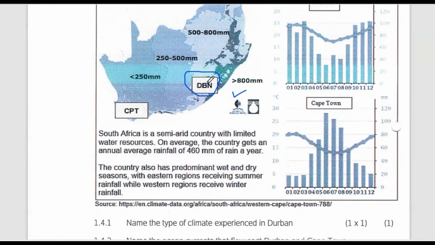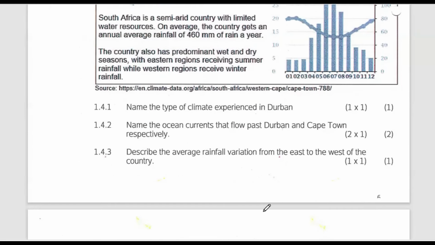We said we have continental, which is inland. Like, for example, here, it's an inland place. This one here, what kind of climate is experienced? So the correct response for that one is a maritime climate. Durban experiences a maritime climate. The climatic conditions are influenced by its nearness to water, and that is going to control the climatic conditions there.